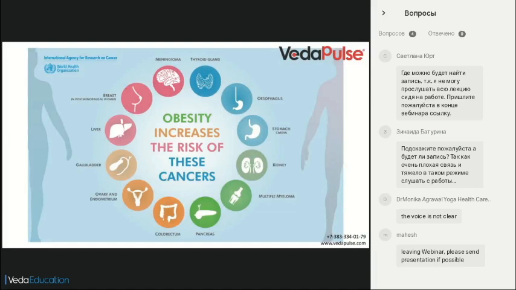According to the International Agency for Research on Cancer and the World Health Organization, obesity increases the risk of about a dozen different types of cancers, and some of the most common ones are ovary, colon, liver cancers, breast cancers, etc.